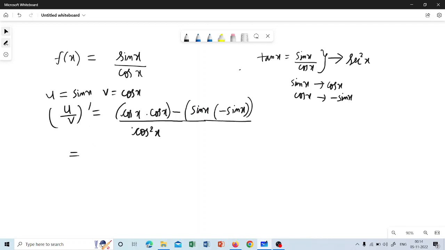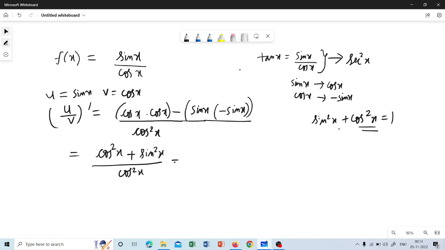So cos x into cos x is cos square x. Now minus minus will become plus, so plus sin square x, by cos square x. We know from the trigonometric identity that sin square x plus cos square x is equal to 1. This identity is valid for every angle x. So I can write this as 1 by cos square x, and 1 by cos square x is nothing but secant square x.